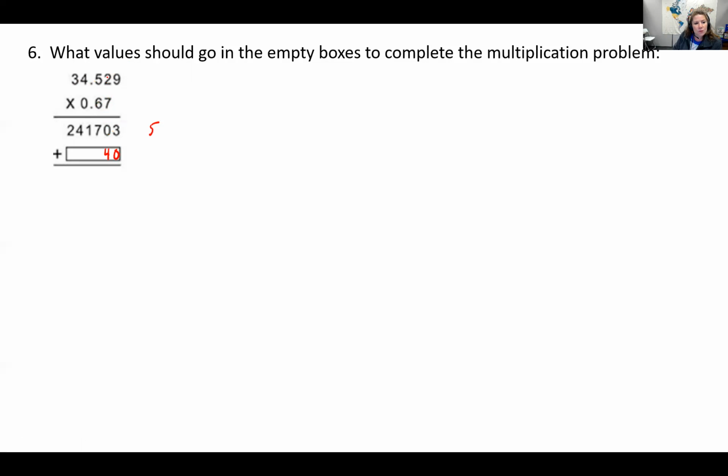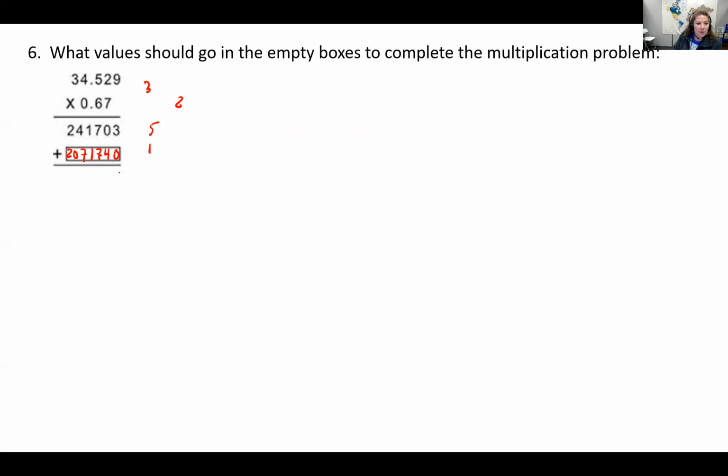6 times 2 is 12, plus 5 is 17. 6 times 5 is 30, plus 1 is 31, carry the 3. 6 times 4 is 24, plus 3 is 27. And then 6 times 3 is 18, plus 2 is 20.